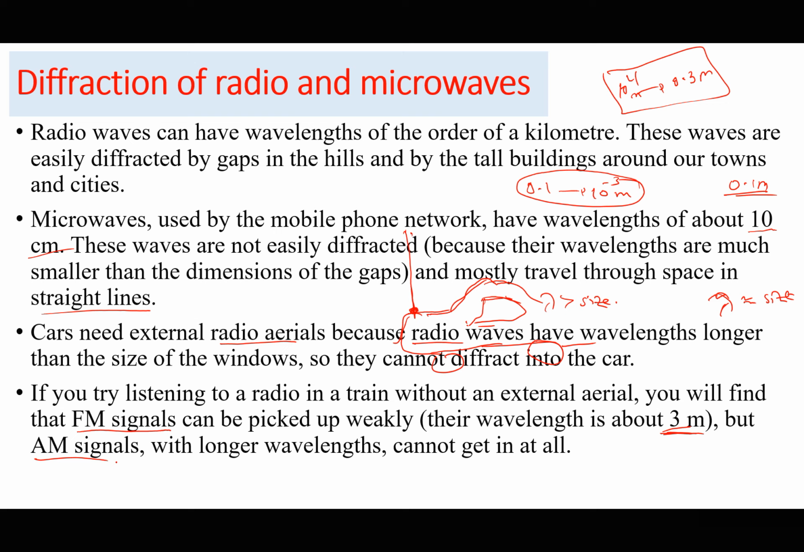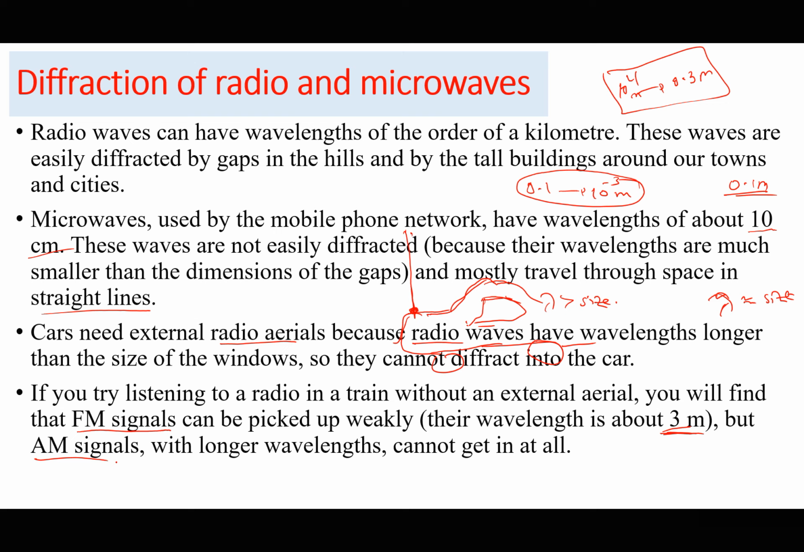So that is diffraction. The takeaways from this lesson are just two or three. Number 1, diffraction is the spreading of waves into regions of geometrical shadow when they pass through a narrow slit or past an edge or through a narrow gap. Number 2, diffraction is maximum when the wavelength of the waves is equal to the size of the gap, or approximately the same as the size of the gap.